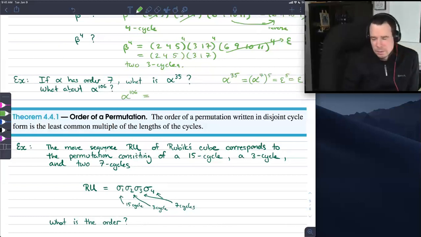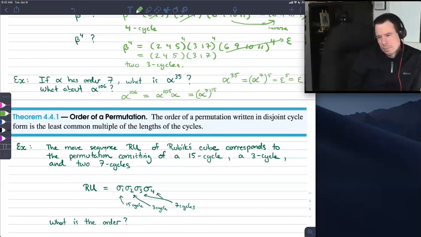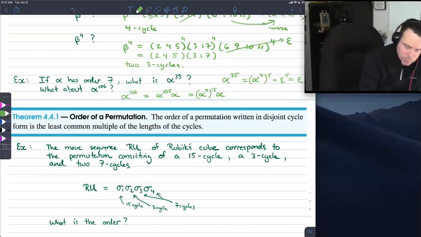What is that? First of all, is it the identity? If not, oh, it's itself. Very nice. Yep, it's itself. And that's because it's alpha to the 105 times alpha. And alpha to the 105 is alpha to the 7 times 15. So 7 times 15 is 105. And then there's an extra alpha to the power of 1 that's there. So multiplying all those things together gives us alpha to the 106. And this is equal to the identity. So that's equal to alpha itself.